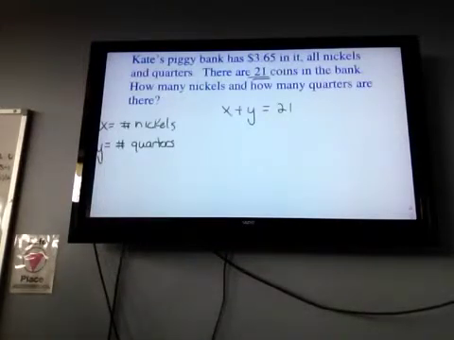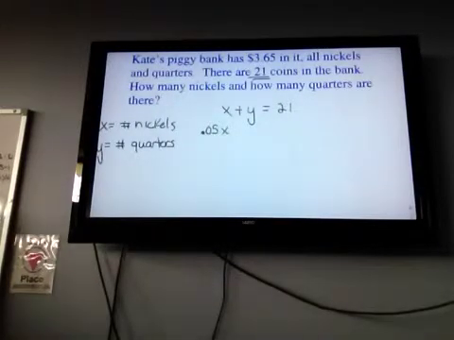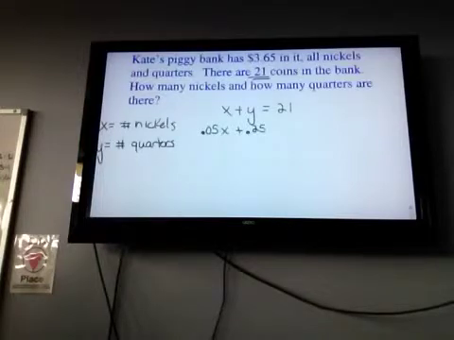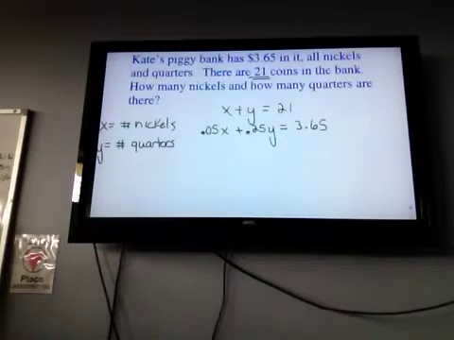So a nickel is worth 5 cents. So 5 cents for every nickel I have, 0.05 times x, plus 25 cents for every quarter I have, 0.25 times y, equals how much money Kate has in her piggy bank. So the second equation, definitely more involved, deals with the value of the coins that you have.